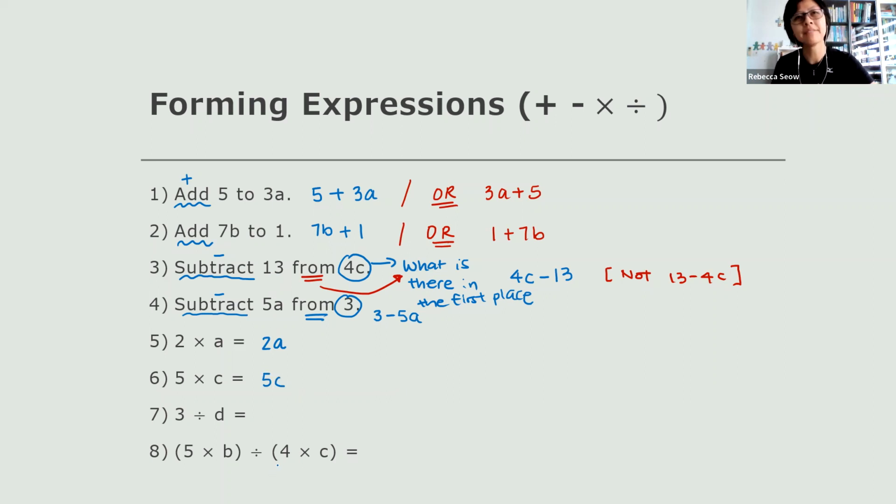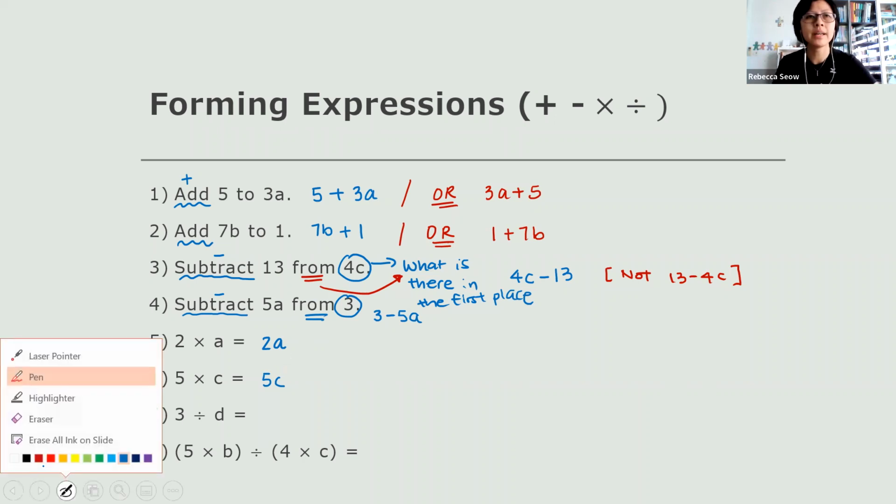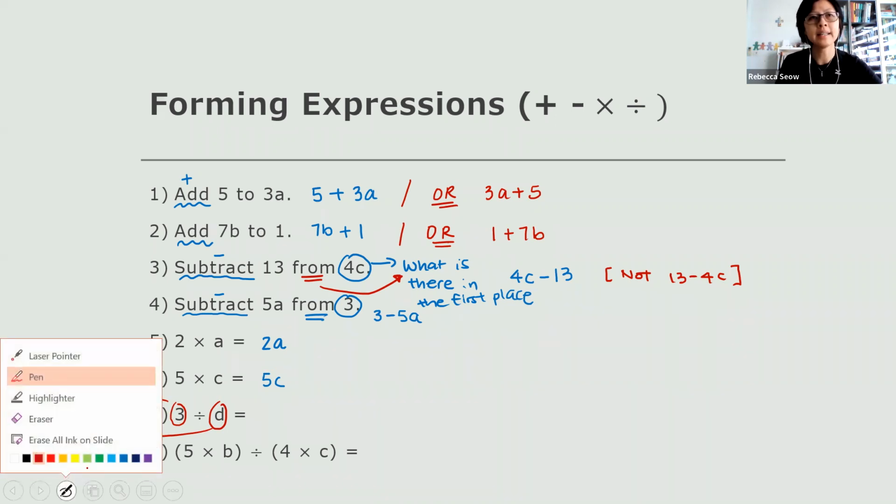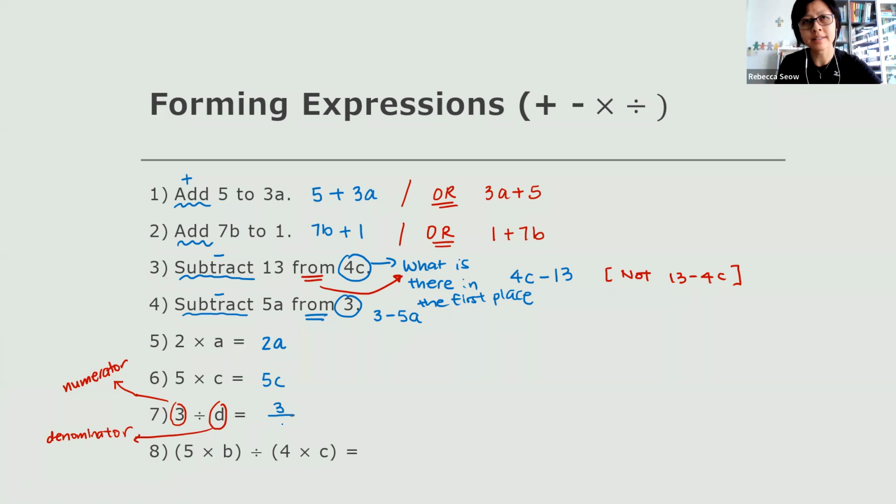Now next, 3 divided by d. Division sign, if you remember, I told you, we leave it as a fraction. So what's in the numerator? The first number always appears in the numerator. So I'm going to put this down, numerator. And the second number, or the second letter, depends on how it's written, appears in the denominator. So 3 divided by d will be 3 out of d as a fraction. So it will be expressed this way.